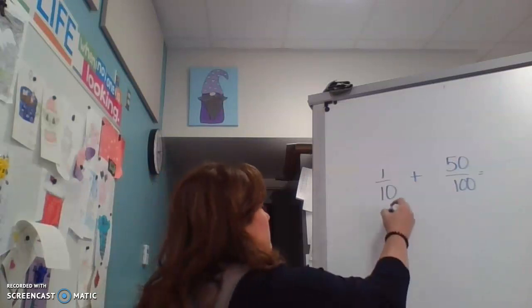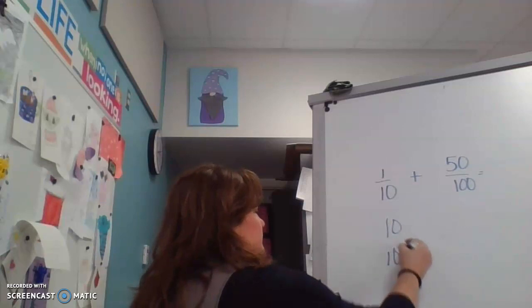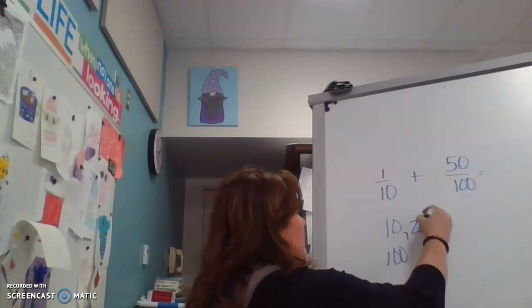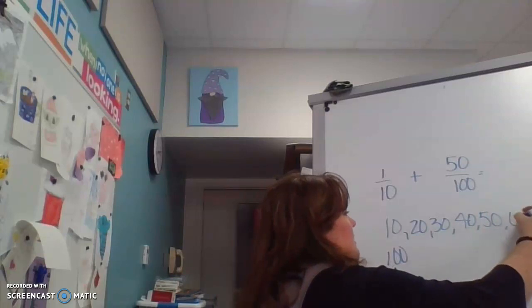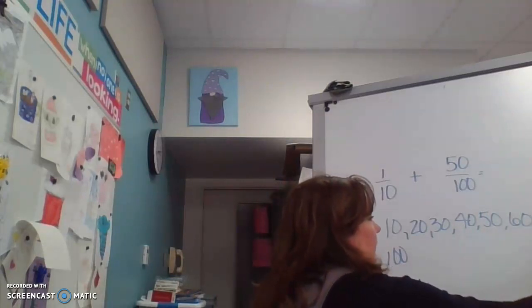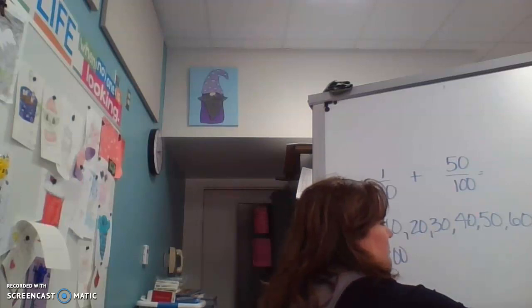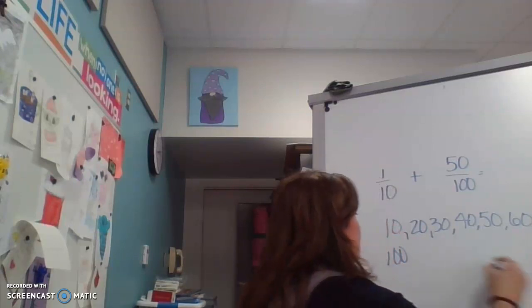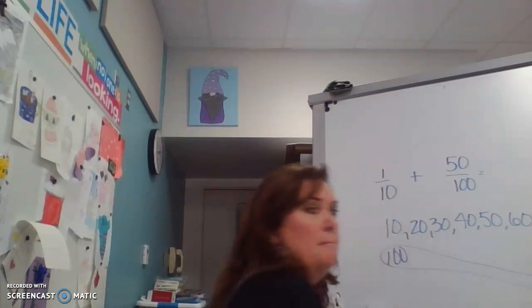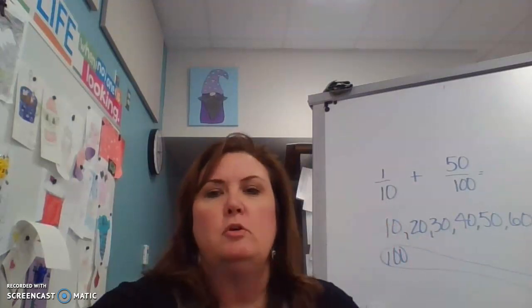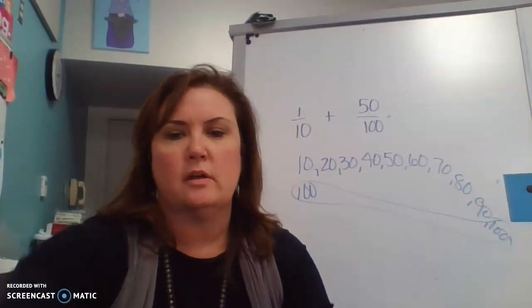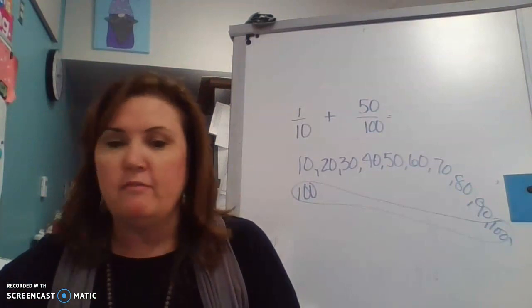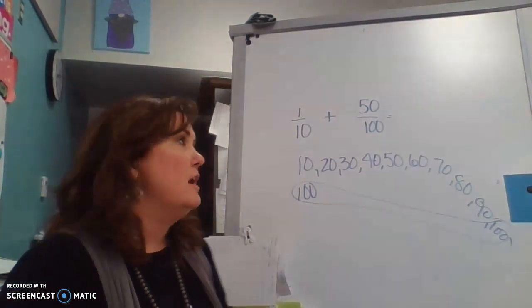So here's what it looks like, 10 and 100. So I'm going to start by writing my multiples of 10. 10, 20, 30, 40, 50, 60, 70, 80, 90, 100. Ding, ding, ding, I found a match. My least common multiple, oops, let me turn the computer, my least common multiple is 100. So I'm going to make both of my fractions have a denominator of 100.